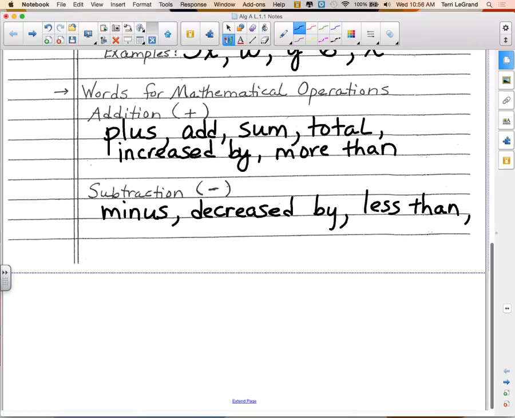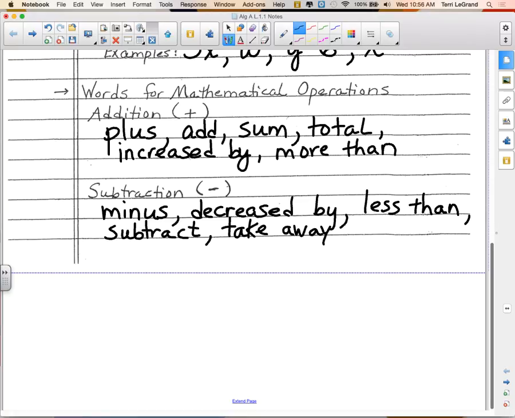Subtract. I know, it's almost like that seems too easy. Could we really use that word? Sure we can. 9 subtract 4. Yeah. Any others you can think of? Take away.